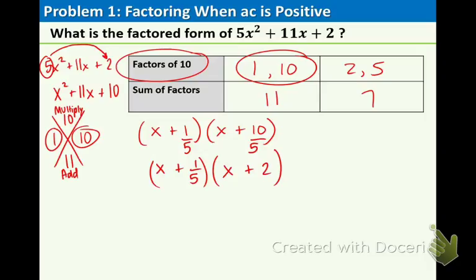So now all we have to do is take the 5 bottoms up. The 5 goes in front. The 1 stays there. And the next term does not change because the bottom under the 2 is just a 1 and doesn't do anything. So the factored form of this trinomial is 5x plus 1 times x plus 2.